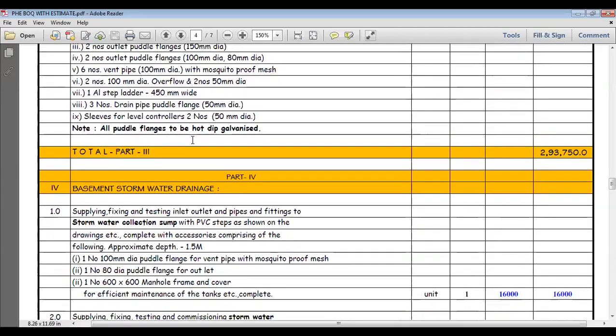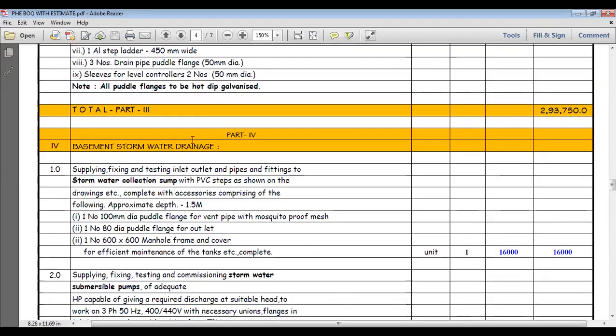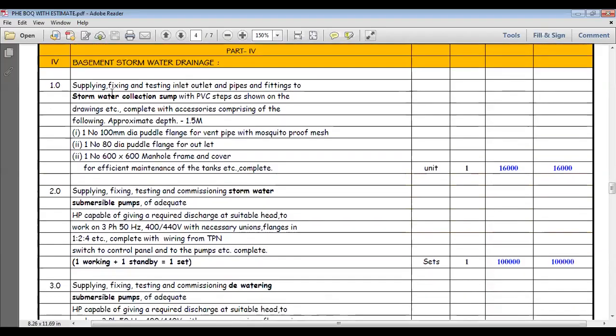After that, basement stormwater drain. If you have a basement in your project, you have to put the basement drain also. For the basement drain: supply, fixing and testing of inlet and outlet pipes, after putting to the stormwater collection sump with the PVC steps shown in the drawing, complete if necessary. Like that, you have to put all the things. Approximate depth also you have to put.